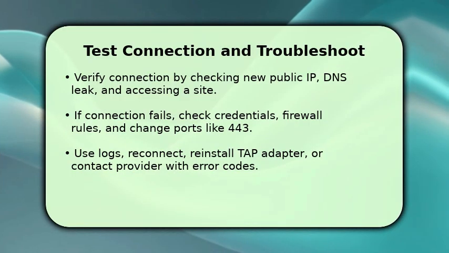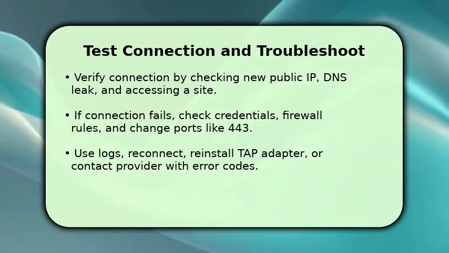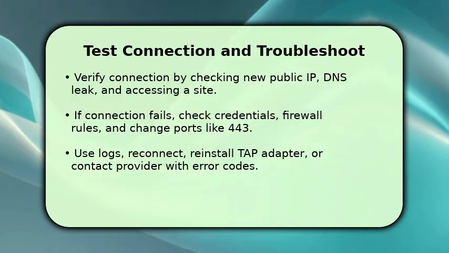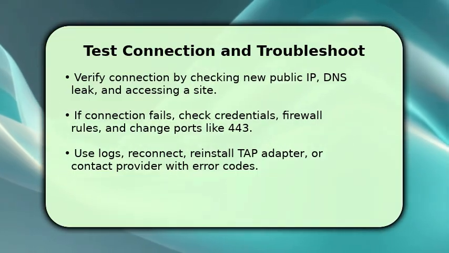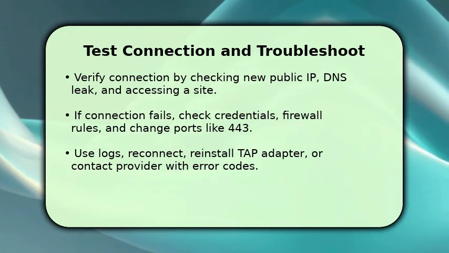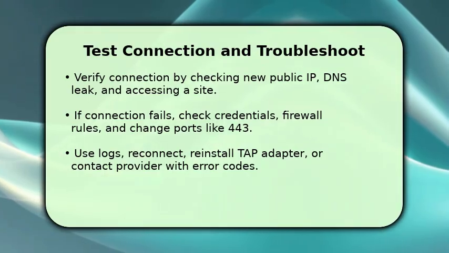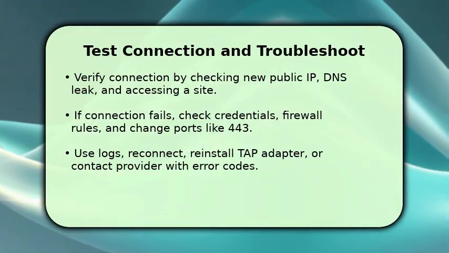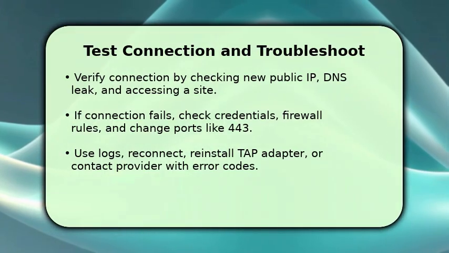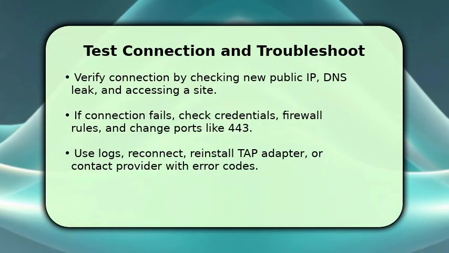If the connection fails, retry credentials and double-check the server address. Inspect firewall and router rules and temporarily allow VPN ports like 1194 or 443. Review the client log for error codes and reconnect with elevated rights. Reinstall the TAP adapter or the client if problems persist, and contact the provider with log details for support.